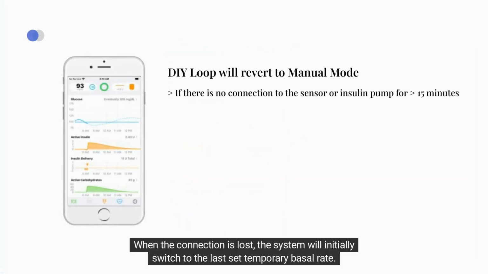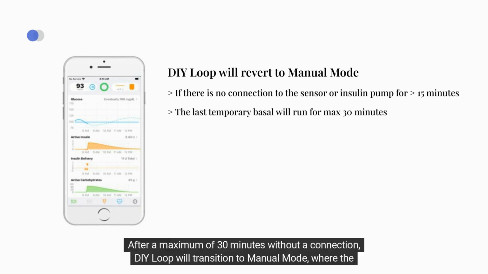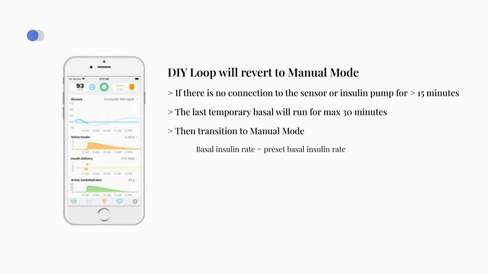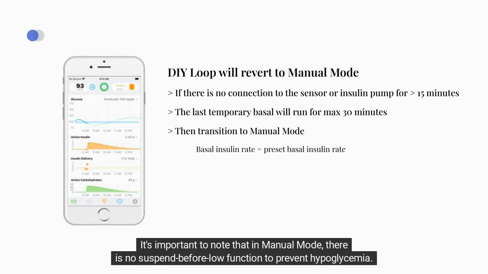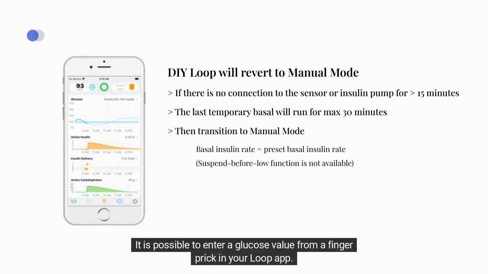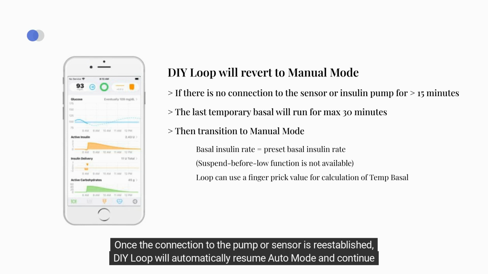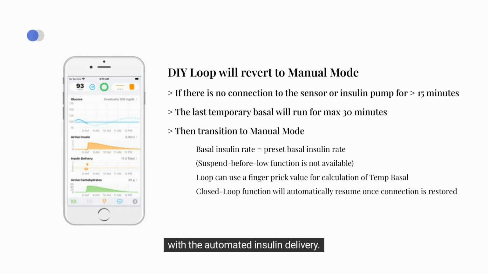When the connection is lost, the system will initially switch to the last set temporary basal rate. After a maximum of 30 minutes without a connection, DIY Loop will transition to manual mode, where the basal insulin delivery follows the preset settings. It's important to note that in manual mode, there is no suspend before low function to prevent hypoglycemia. It is possible to enter a glucose value from a finger prick in your Loop app. Loop will use this finger prick value for calculating the automated insulin delivery. Once the connection to the pump or sensor is reestablished, DIY Loop will automatically resume auto mode and continue with the automated insulin delivery.